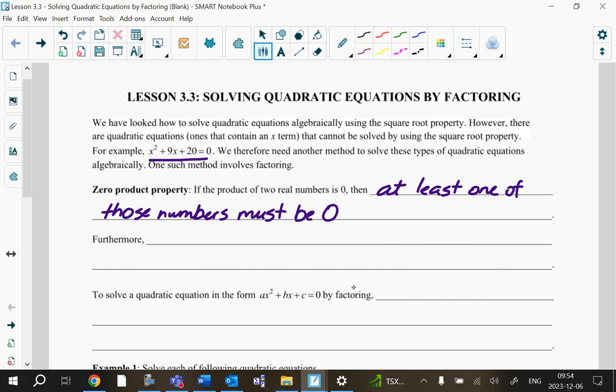So in math speak, I'm about to say the same thing. If some number A times some number B equals 0, then either A equals 0 or B equals 0. That's the zero product property. And we use it, like I said, to solve quadratic equations by factoring.